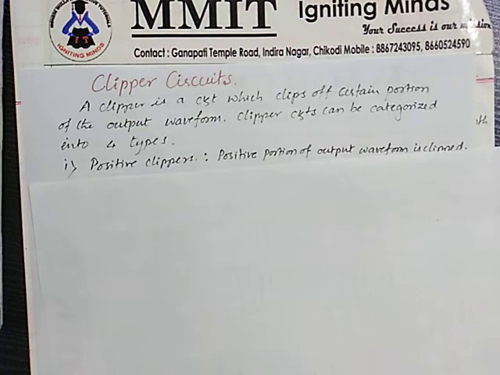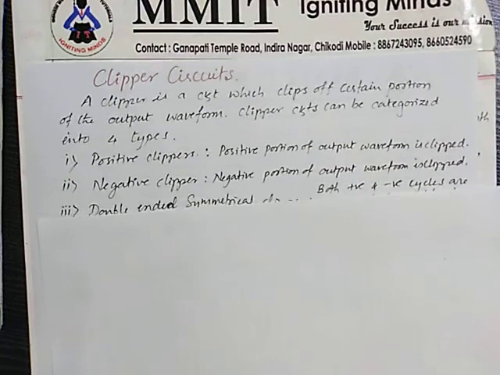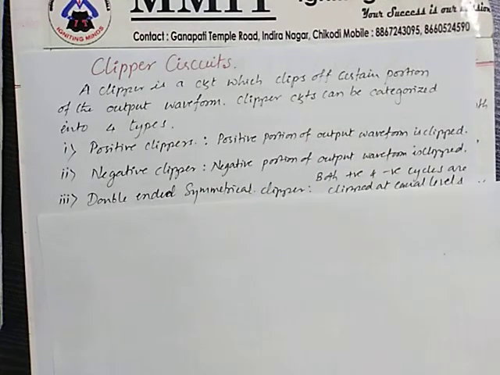First one is positive clipper. A positive clipper is a circuit which clips off positive portion of output waveform. Second one is negative clipper. A negative clipper clips off negative portion of output waveform. Then double-ended symmetrical clipper. In this double-ended symmetrical clipper, both positive and negative cycles are clipped at equal levels.